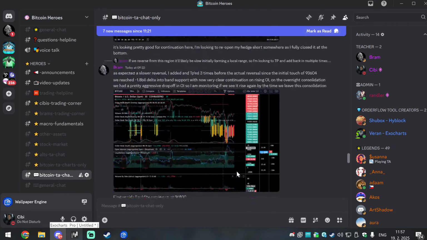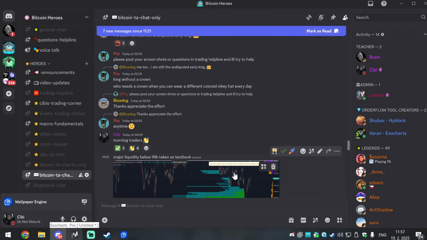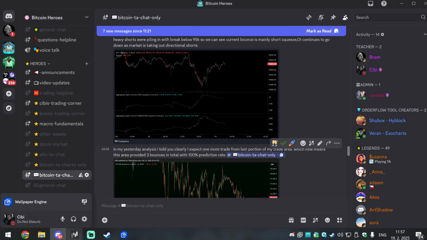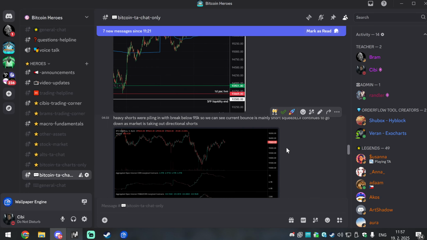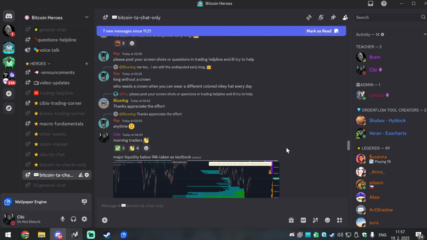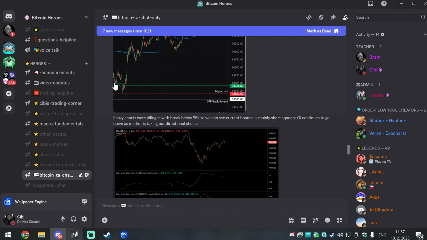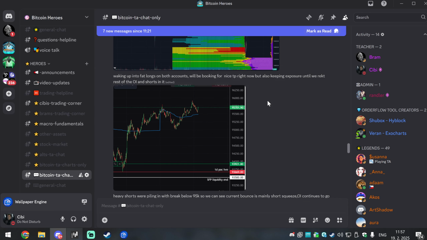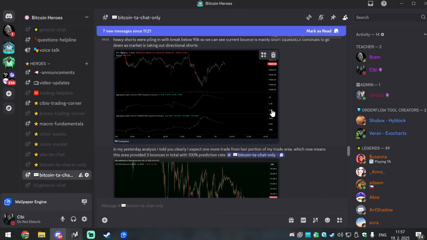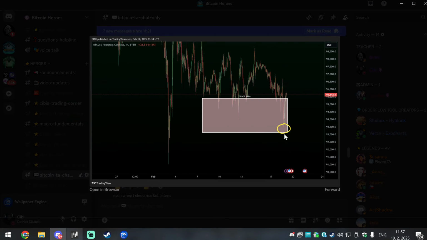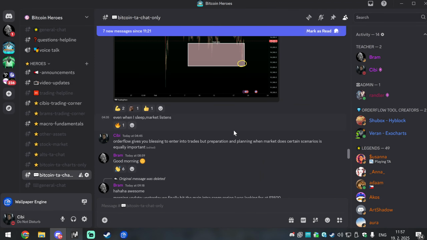Let me return back to today so I can check. This is when I was waking up, so this was one of my entries, 93k. This was when I was waking up, and then I got another trade account which was open with limits, so this was a combination. My trade area, sorted it out.